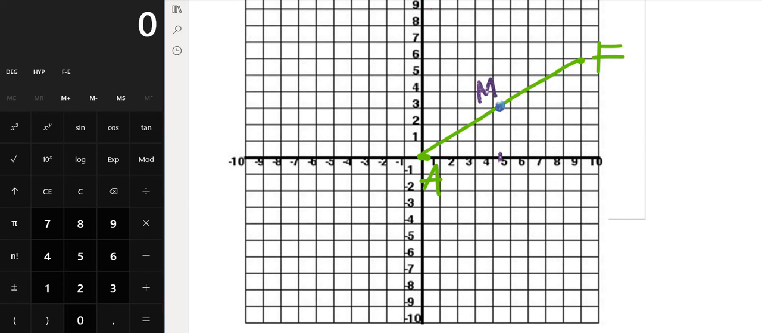Now the question is, does that look like it's halfway between A and F? Does it look like it's right there in the middle? I would say yeah, it looks pretty good. From A to M, it looks like it's congruent from M to F. So I'm happy with that. I like my answer, (4.5, 3). All right, let's move on.